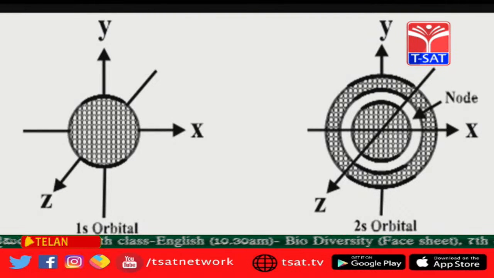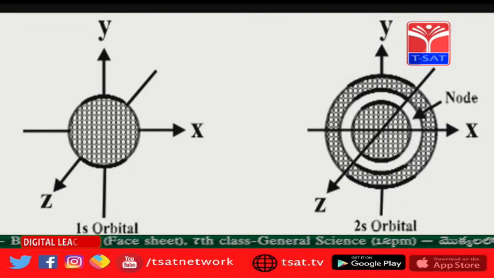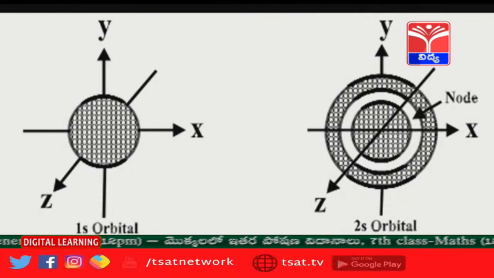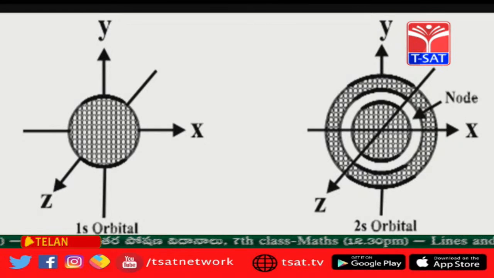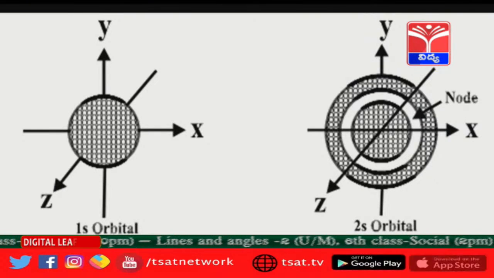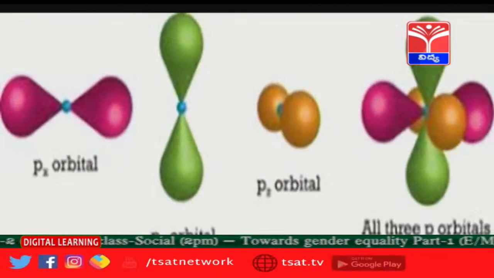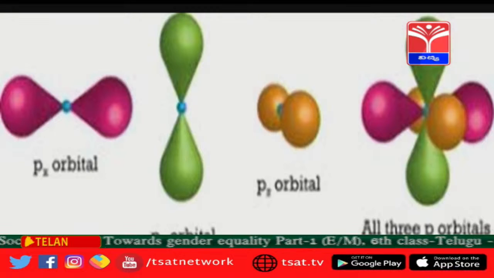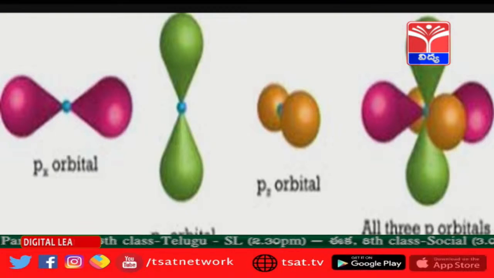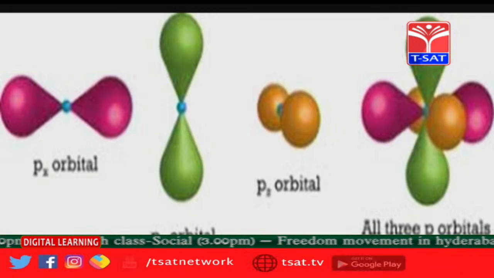Here you can find shape of 1s orbital and similarly shape of 2s orbitals. You can notice between 2s and 1s orbital there is a gap which is indicated with a white color circle. That is nothing but what, children? It is a node. Now you can see the shape of p orbitals, px, py, pz. Individually they are represented and all 3 p orbitals together also represented.